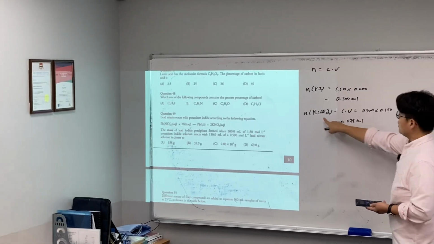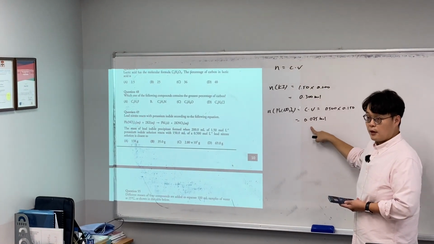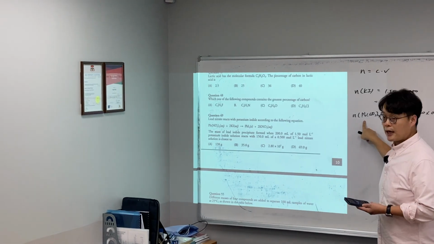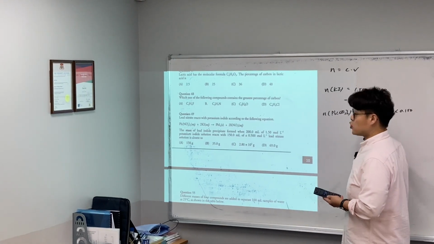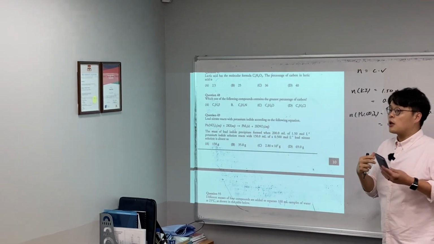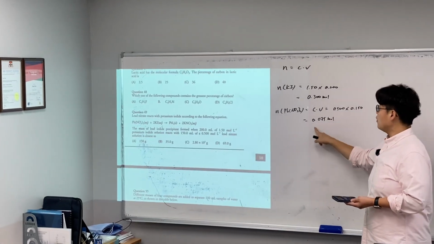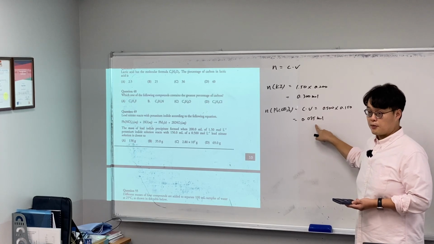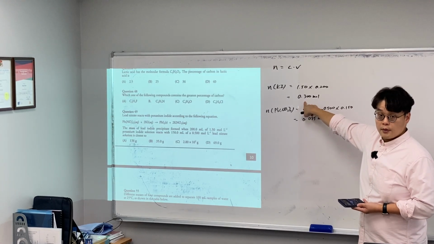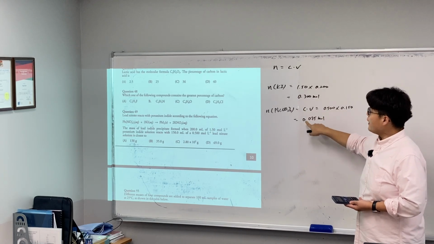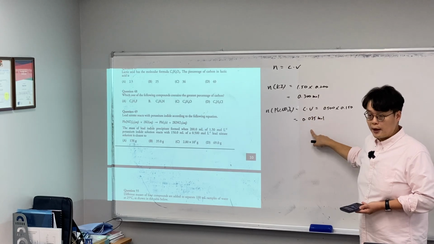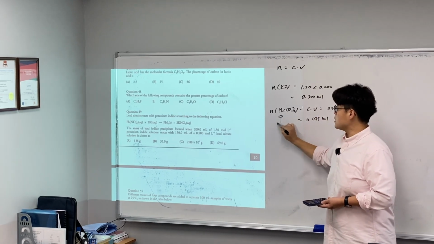You're given lead nitrate 0.075. So theoretically, to fully react this lead nitrate, I need 2 times 0.075. So the potassium iodide required for the full reaction is only 0.150. But you're given 0.300. Remember that, okay? It means I have more than enough potassium iodide than what is required. So the lead nitrate is your limiting reagent.